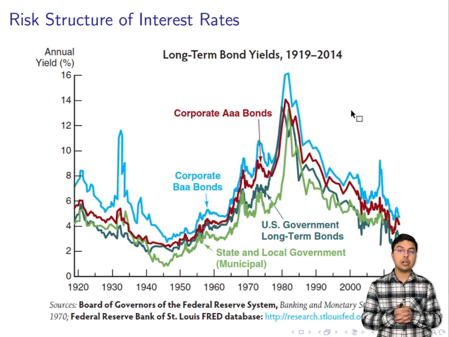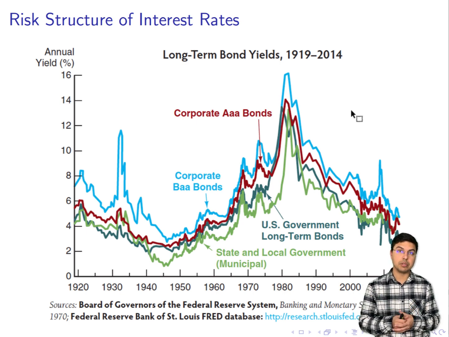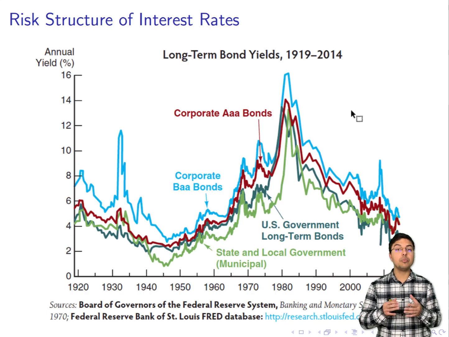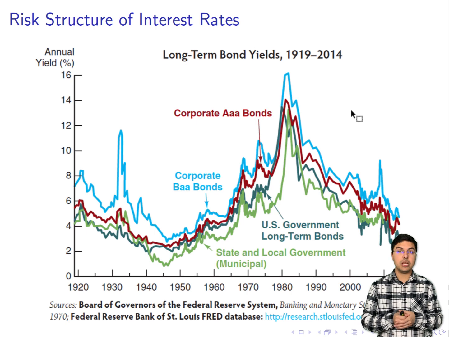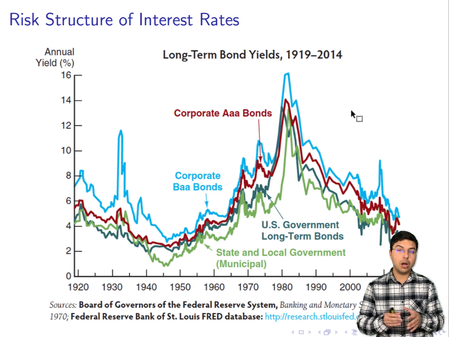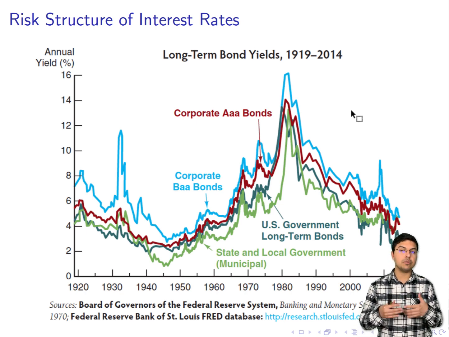The US government long-term bonds are often referred to as risk-free or default-free bonds because there is very little risk that the US government will actually default on the interest payment or the principal payment on the loan that they take from the lenders. Municipal bonds are relatively riskier than the completely risk-free US government bonds. Even riskier are corporate AAA rated bonds, while corporate BAA rated bonds have even greater risk. So what, according to you, are the 3 or 4 key points that come out of this graph?